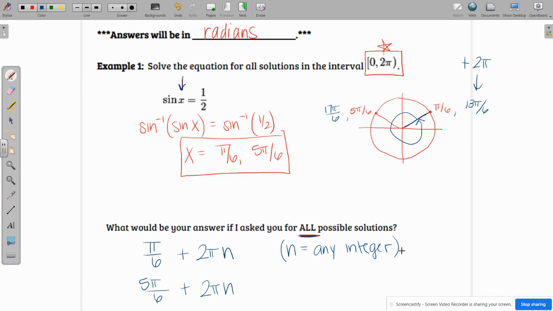And because n is any integer, and an integer could be positive or negative, this also takes into account if you would be subtracting 2 pi repeatedly. So x could be pi over 6 plus 2 pi n, or 5 pi over 6 plus 2 pi n. And again, this is if we wanted all possible solutions, not just solutions on this one interval.